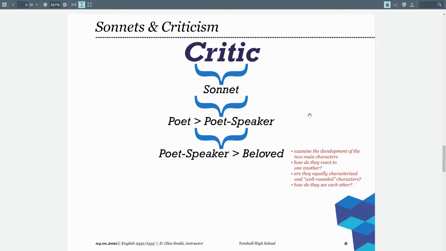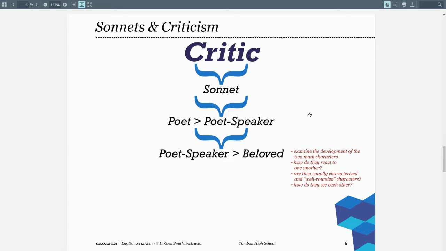Are they both well-rounded characters? Do they both have a fleshed out concept of a personality trait? Or is only one of them represented? How do they see each other? If only one character is presented with a sense of personality, why is the poet-speaker targeting that character? Why is the poet targeting that character?